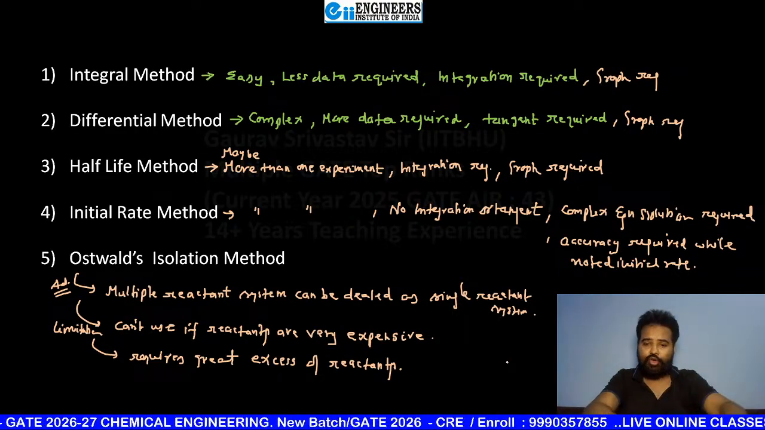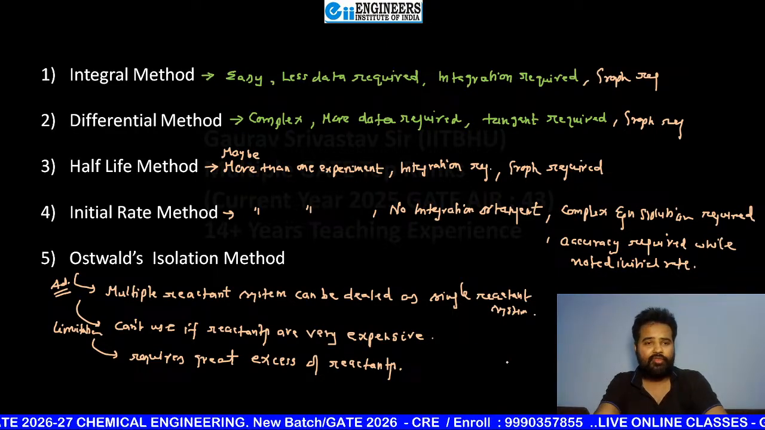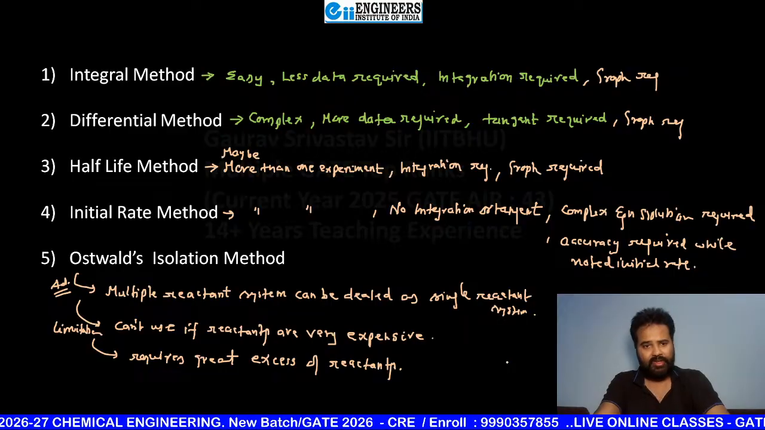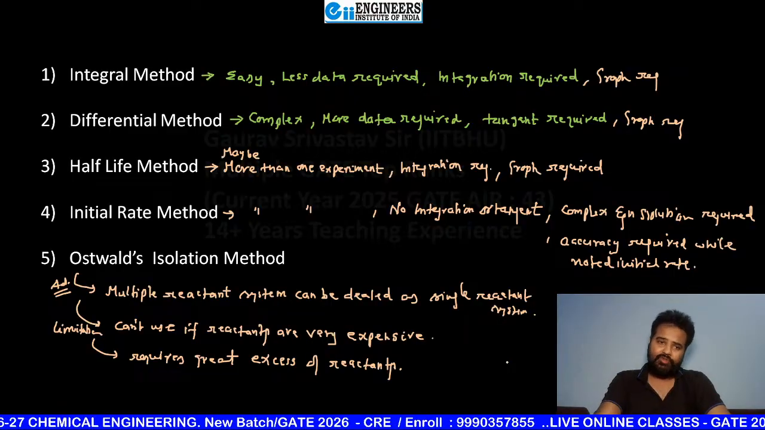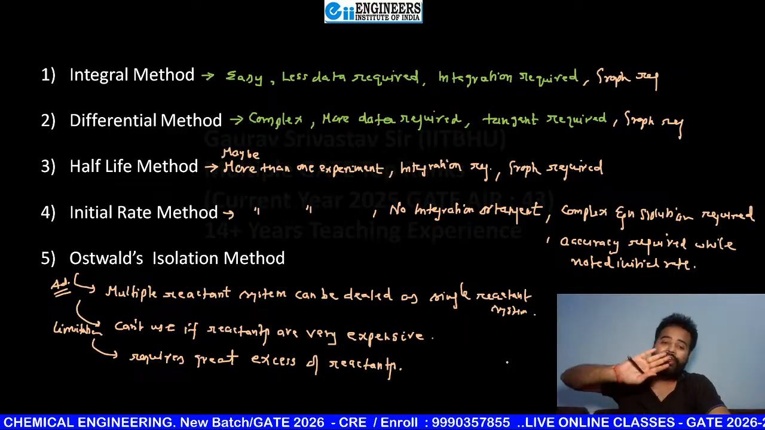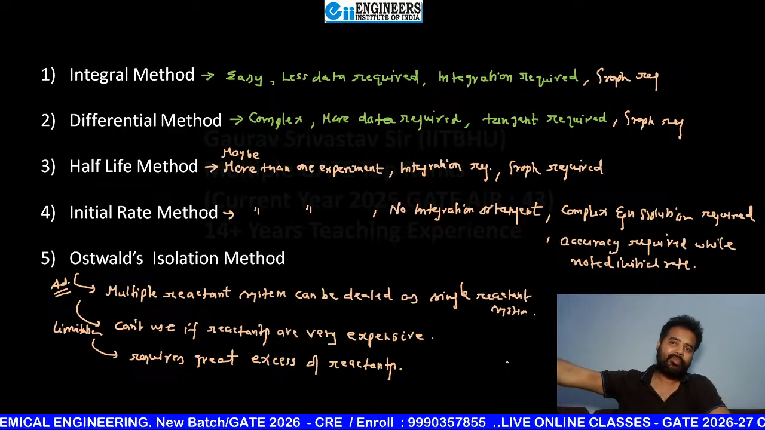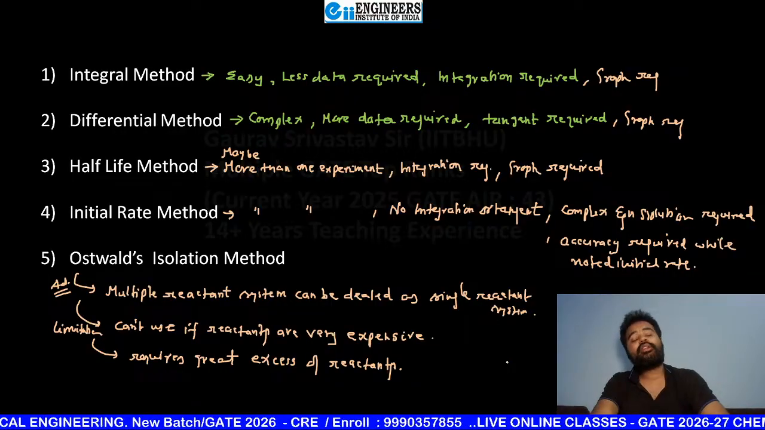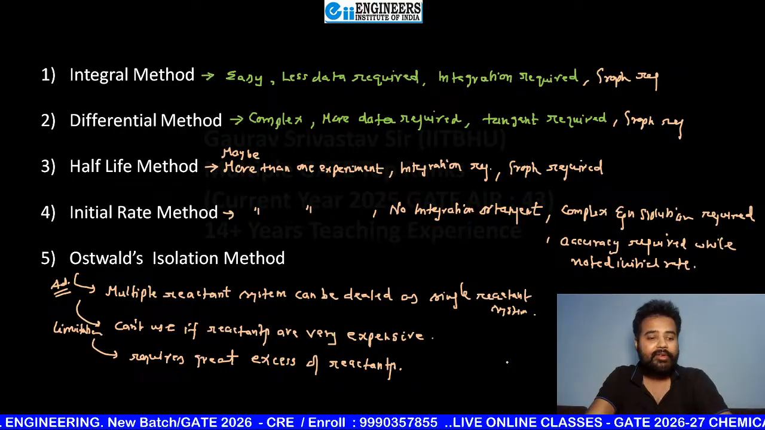Is it crystal clear to all of you? Half life, you used half life. Initial rate, you used initial rate. That's why it is known as initial rate. Ostwald isolation, you isolated the effect of other reactants at a time. Just you are taking one reactant.